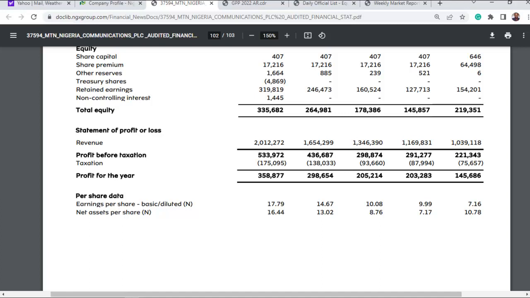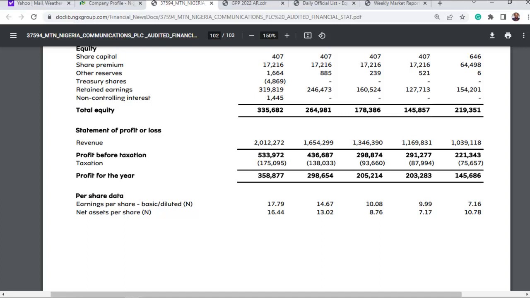One thing is that this company has consistently grown its earnings, and also if you look at the shareholding structure of this company, about 27.17% is in the hands of the investing public, and that of the institutional investors is less than 5%. You can see this company is becoming more open to the public.